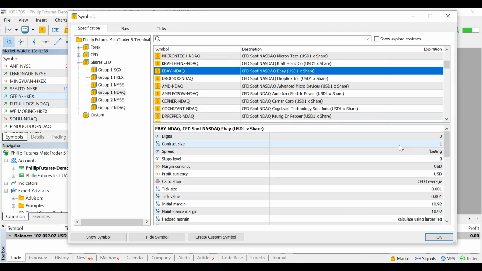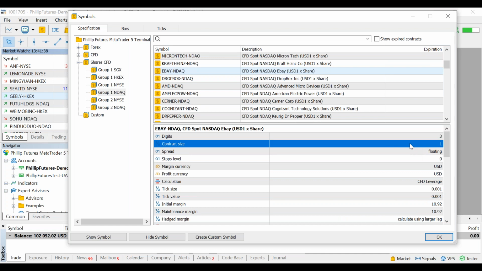So basically the contract size, yeah, this is what I was talking about. Remember just now I was talking about the UK oil. One contract is 100. So for the UK oil case, it will be 100 here. But right here, the contract size is 1, which means when you trade, when you put in the order ticket 1, it will be 1 share.